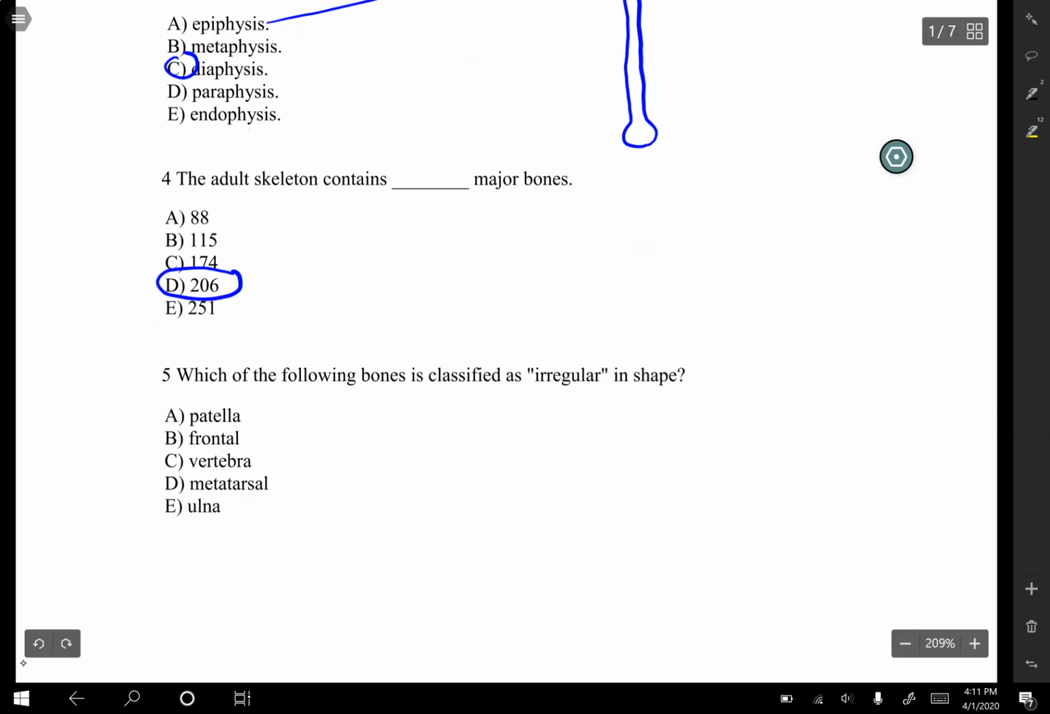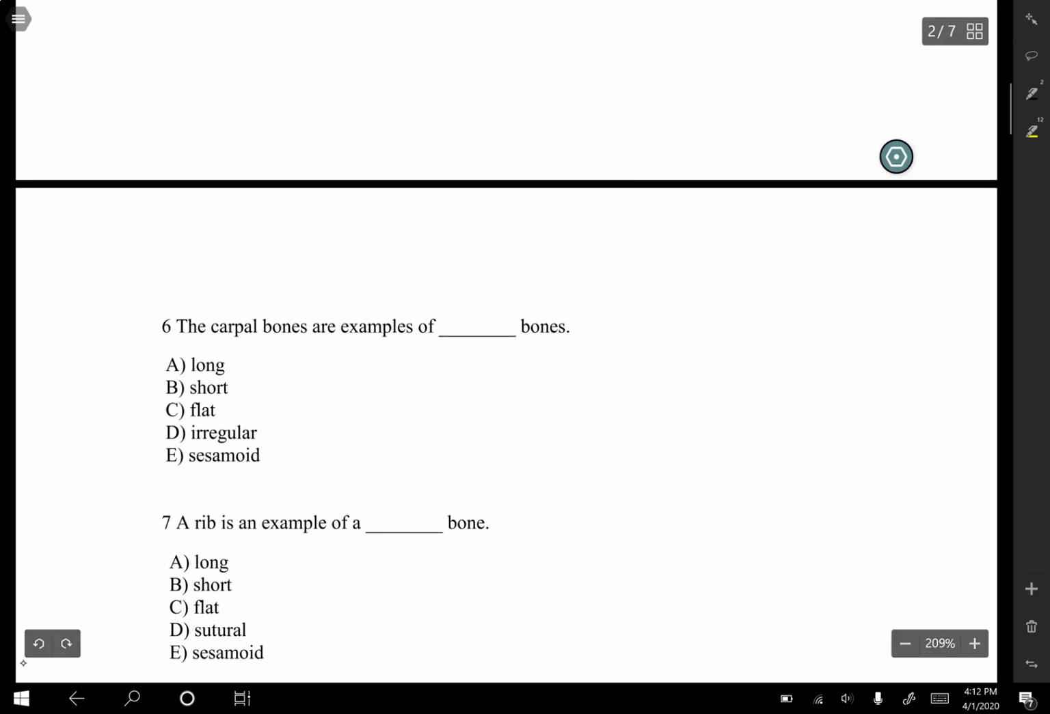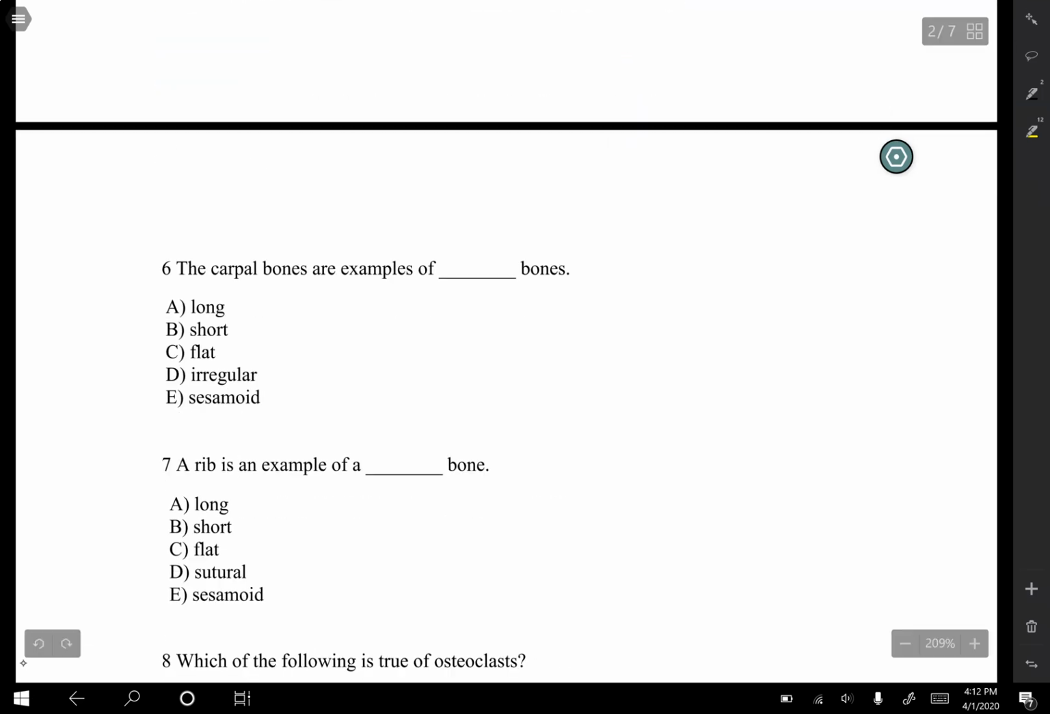Irregular is kind of a funny shaped bone, and the irregular ones we talked about were your vertebrae, the ones in your back. The carpal bones are in your hand, and we said those are your short bones. Your ribs are flat and curved, so they're called flat bones.